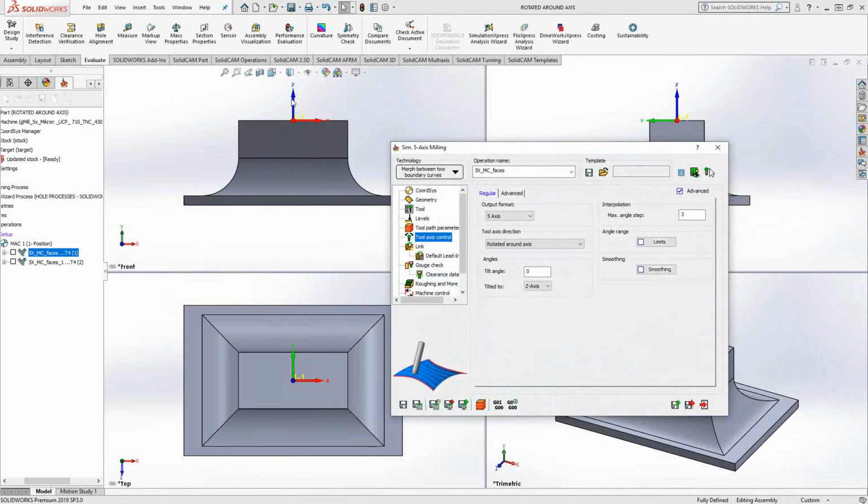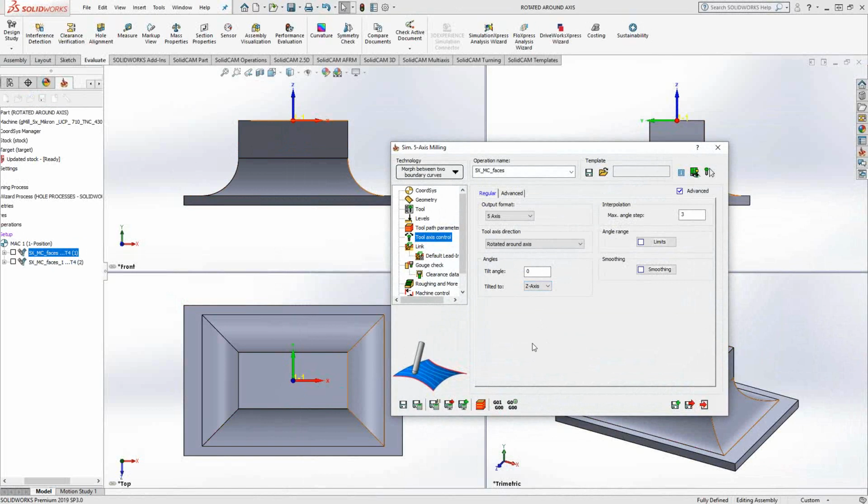In this case, my Z axis is pointing from my top dead center, so this is what I'm going to use. In the options, you can see you have tilt angle and tilted to, so essentially just two parameters to control here. You're controlling a tilt angle from the surface normal to the axis that you selected.